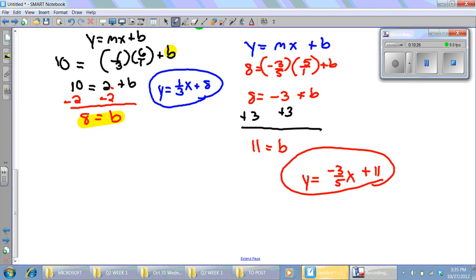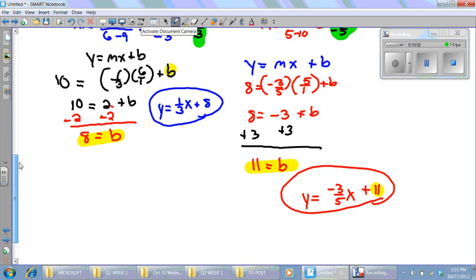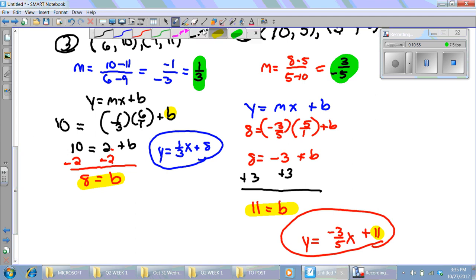And there you go. It's that easy. So I find my slope. I pick one of the points, plug in the x value in, plug the y value in, plug the slope in to the equation of y equals mx plus b. I solve for b. Then I take my slope and my y-intercept and I plug them into the equation. And that's it. And notice all of my answers have a y and an x. They don't have 4 points in there.